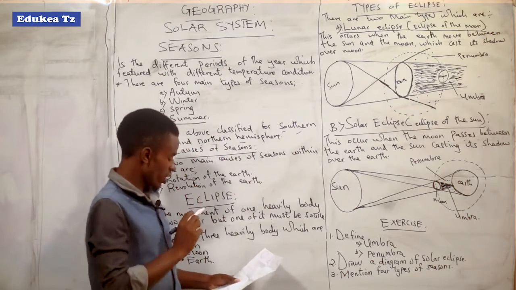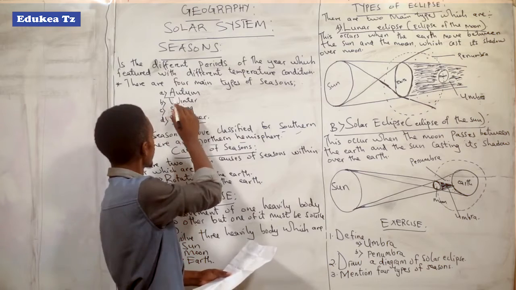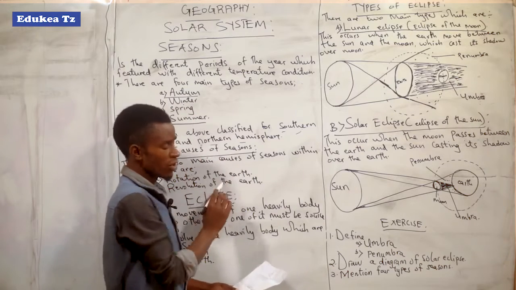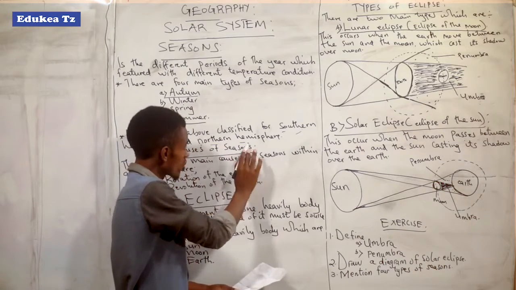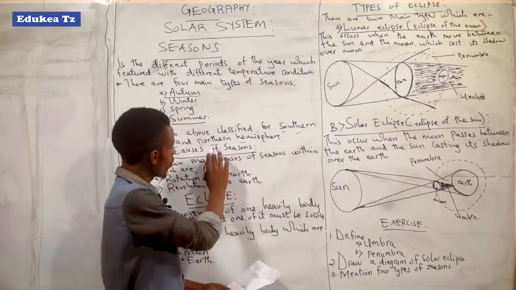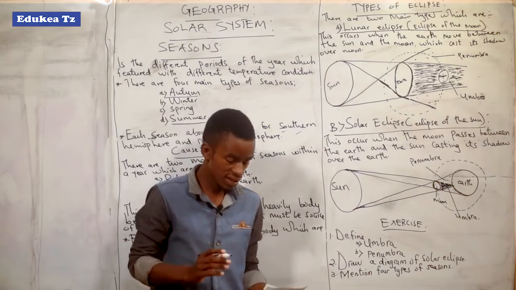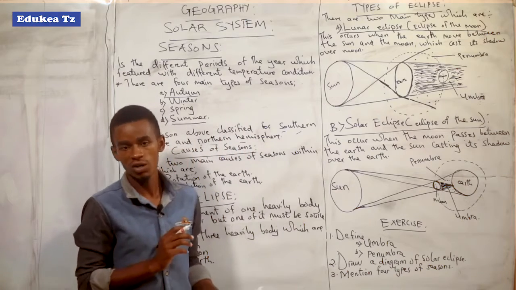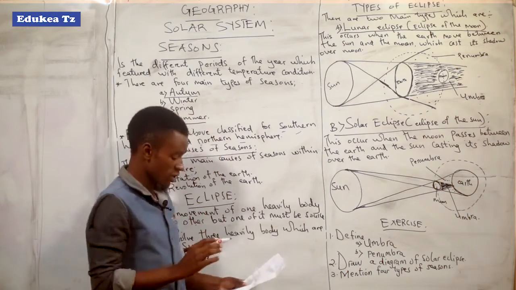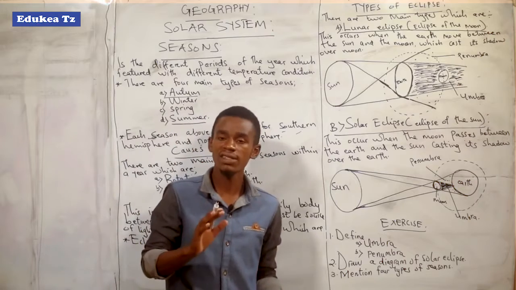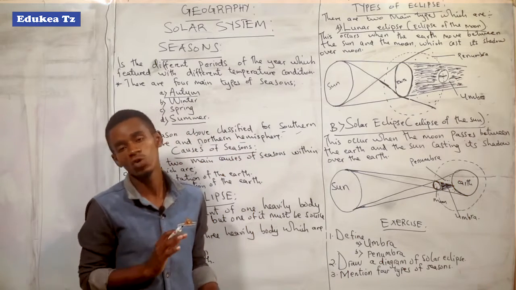And when we come to autumn in the northern hemisphere, you have to understand we are talking about the northern hemisphere. Autumn occurs in August, September, and October.